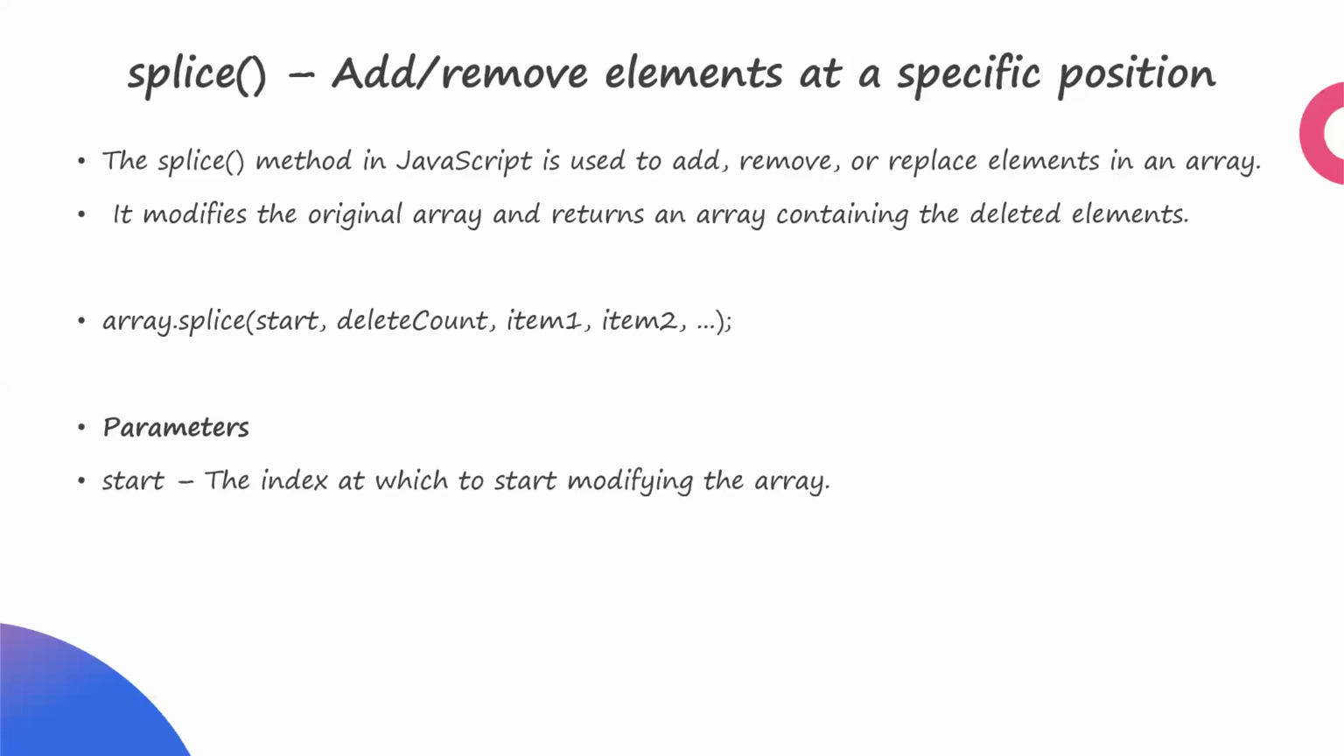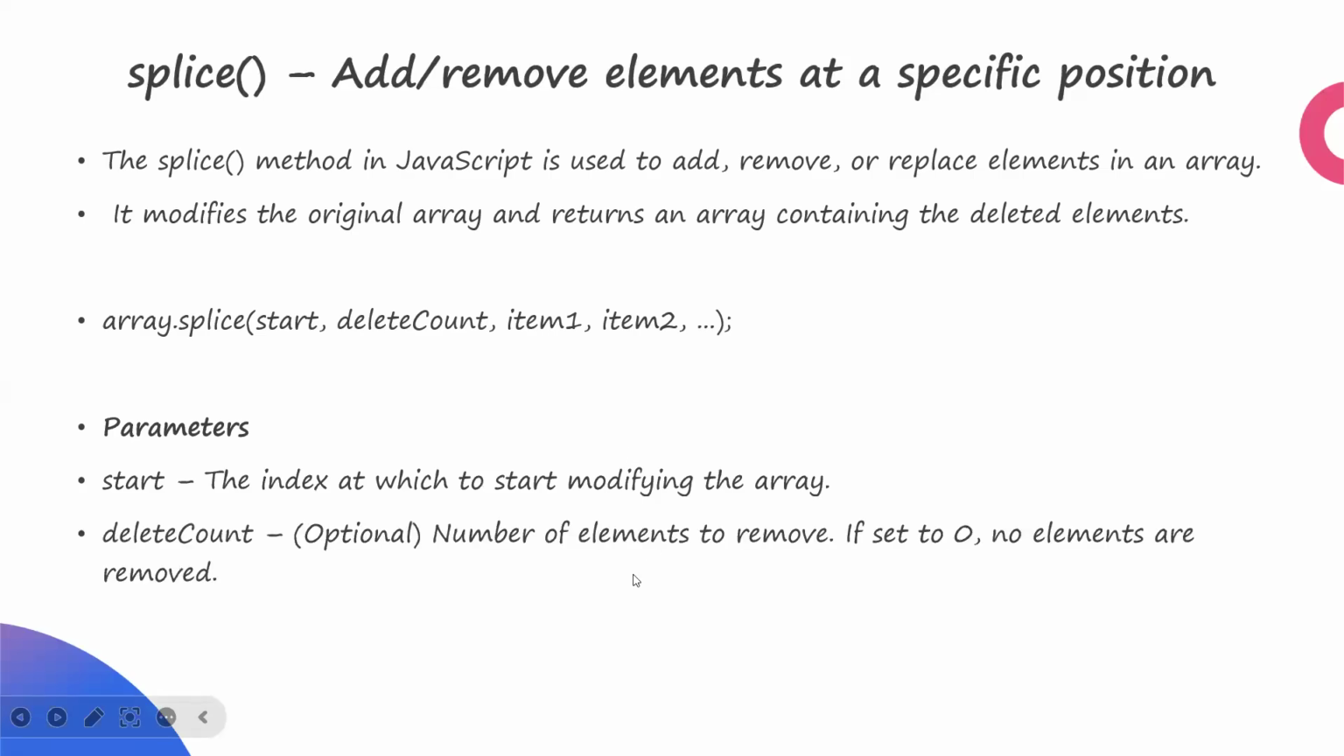The start is the index at which to start modifying the array. Normally, the index starts from 0. So you'll be the one to say, okay, I want to start at the middle. I want to start at index 2. I want to start at index 5. So you will tell the splice method where you want to start. That is the start index. It is the index at which to start modifying the array.